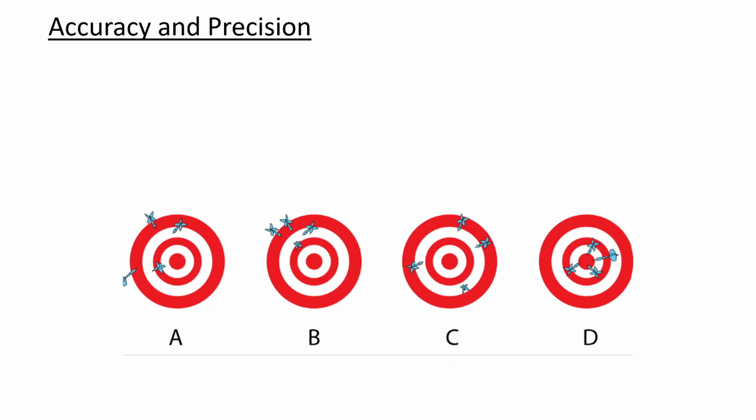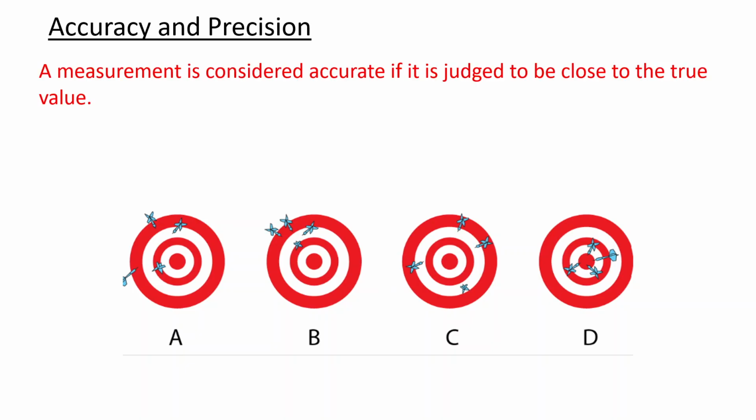If you go online on YouTube and you search for accuracy versus precision, you get a dartboard example every single time. And the dartboards are good, but they don't always help you get marks. So let's start with the definitions AQA give us. Accuracy is a measurement that is judged to be close to the true value. True value meaning the correct value, which in a dartboard example would be the middle bullseye.